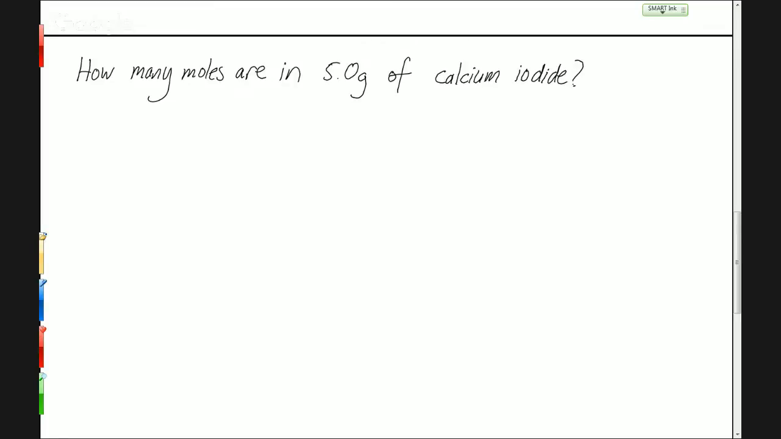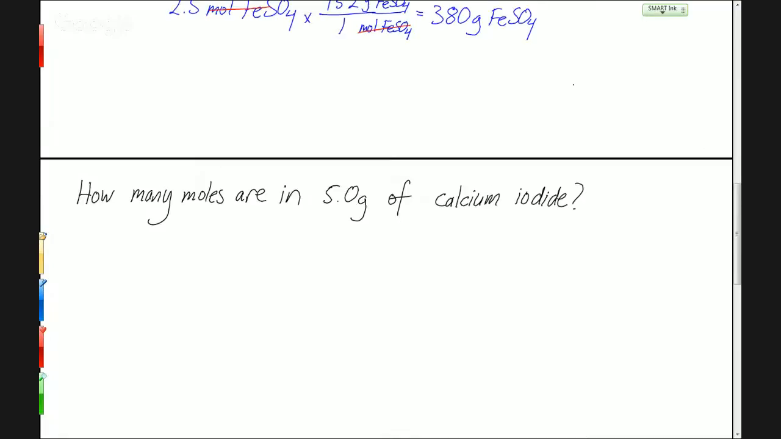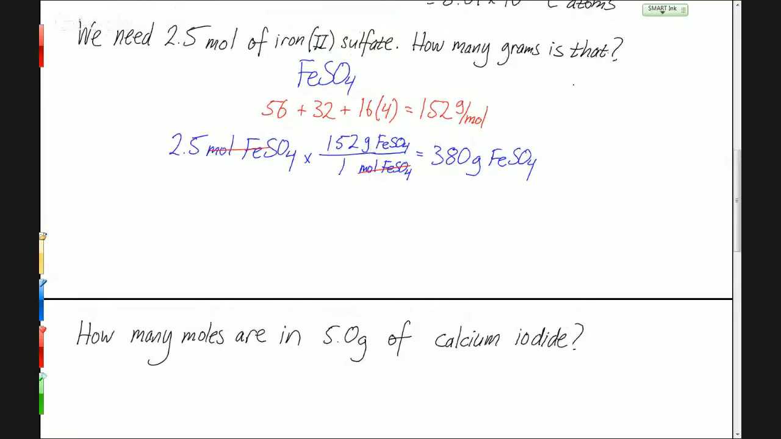Since you might not have periodic tables with you, what's the symbol for calcium? Ca, that's number 20. And what's iodide? I, yeah. So how many moles are in 5 grams of calcium iodide? See if you can figure this one out. You've got to get the formula for calcium iodide and then set up a molar mass type conversion just like we just did.